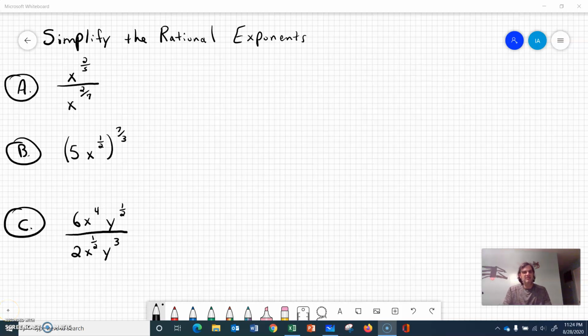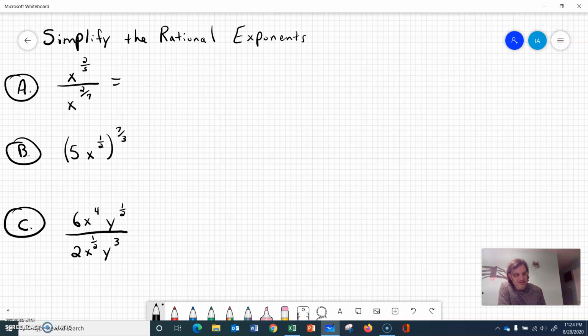Hey, Mr. Allred here, and we've been working with rational exponents, and one point I want to prove is that you can do anything with rational exponents as you can do with regular exponents. And you can turn roots into rational exponents, so you can do anything with roots and exponents in rational exponent form. So we've got some practice problems here.